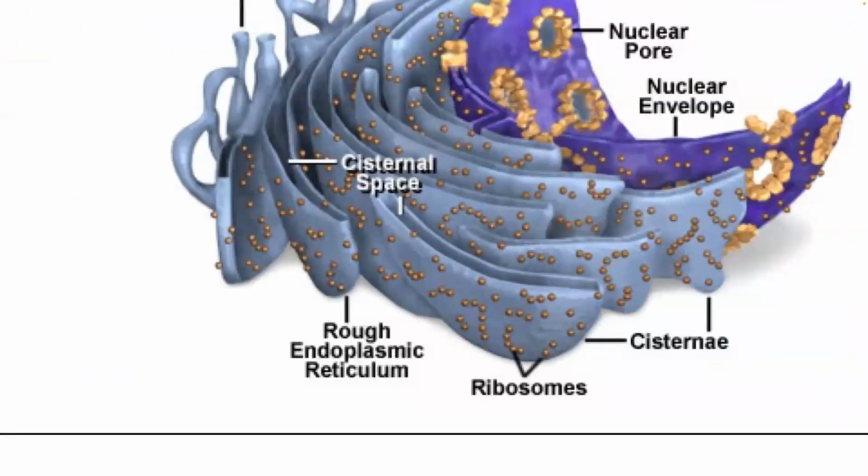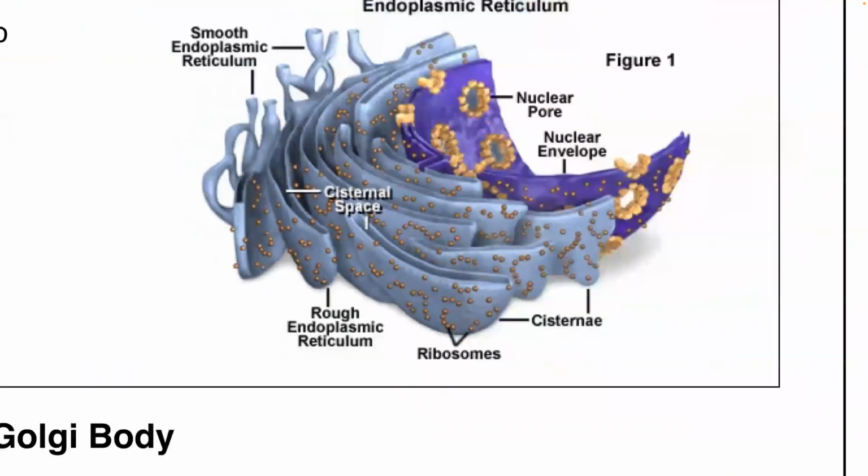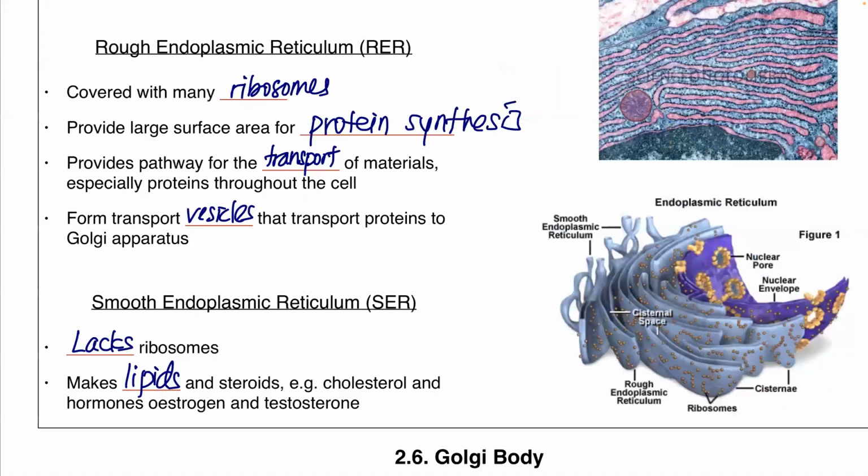For the parts close to the nucleus, you can see that they have ribosomes sitting on them. Because of the ribosomes, the granular surface leads to the name rough endoplasmic reticulum. It provides a large surface area for protein synthesis because of the large membrane folding. It provides a pathway for transfer of material, especially proteins, through the cells.